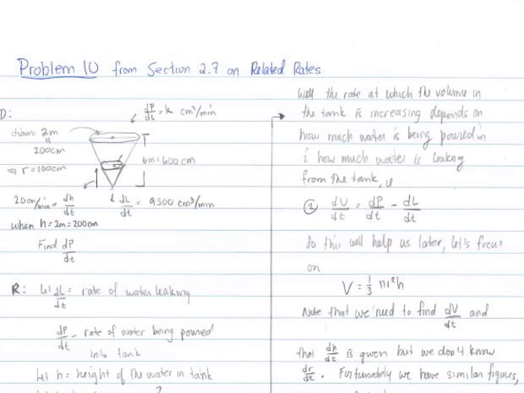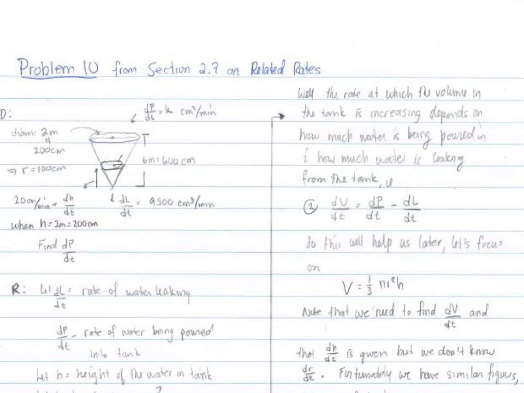But in any case, what's going on here is that we have water that's leaking out of an inverted conical tank. So here's our inverted conical tank. Here's the water that's coming out, and it says that it's leaking at a rate of 9,500 centimeters cubed per minute. We also know that the tank has a height of 6 meters, or as I wrote down, 600 centimeters. And the diameter at the top of the tank is 2 meters, or like I wrote down right here, it's also 200 centimeters.